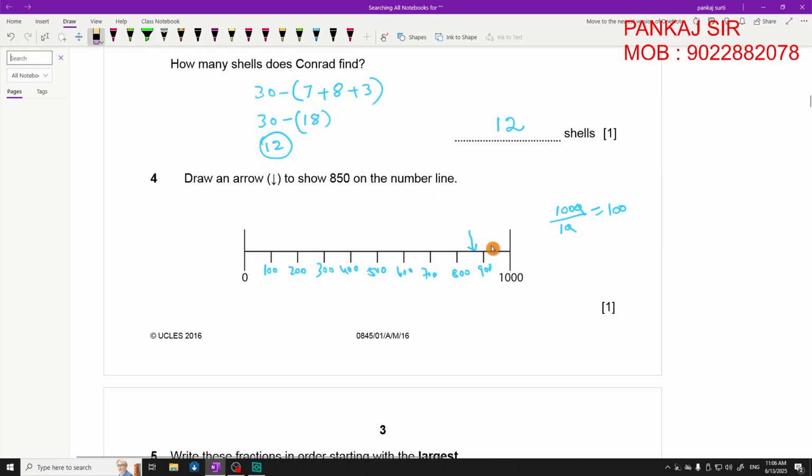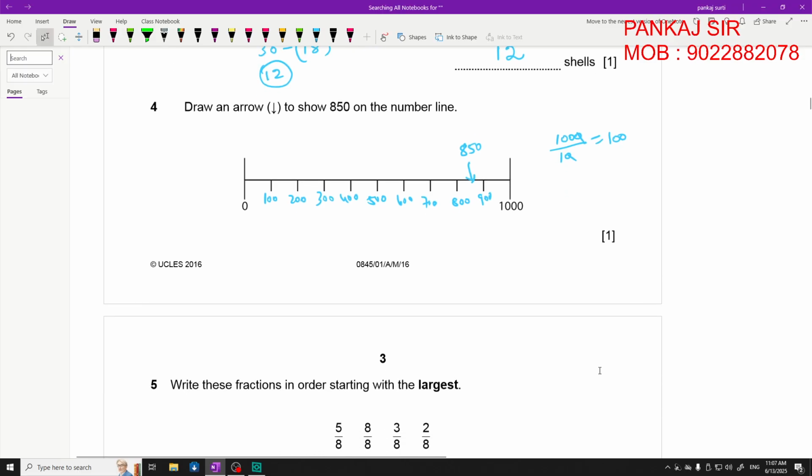Okay. Now, this arrow is not exactly in the center, but you can show it. 850, right? That is 850. You can write also, if you want, 850. Okay. Next. Now this you can use your pencil and scale and you can properly mark it at the middle of 800 and 900.